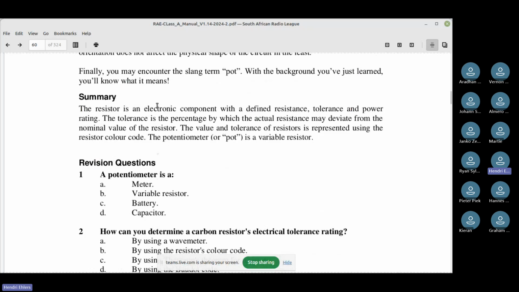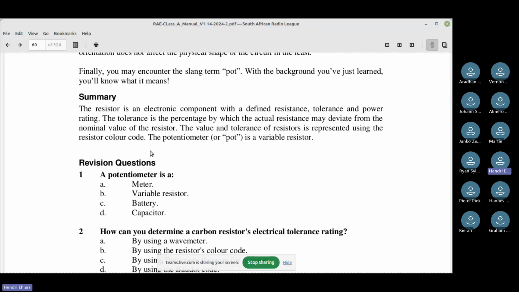The resistor is an electronic control component with defined resistance, tolerance, and power rating. The tolerance is a percentage by which the actual resistor might deviate from the nominal value of the resistor. So, in other words, that's what we said. If it's a 5%, then 1K can be 950 or 1050. The value and tolerance of a resistor is represented using the resistor's color code. And I read with my mouse again, so I must stop that.